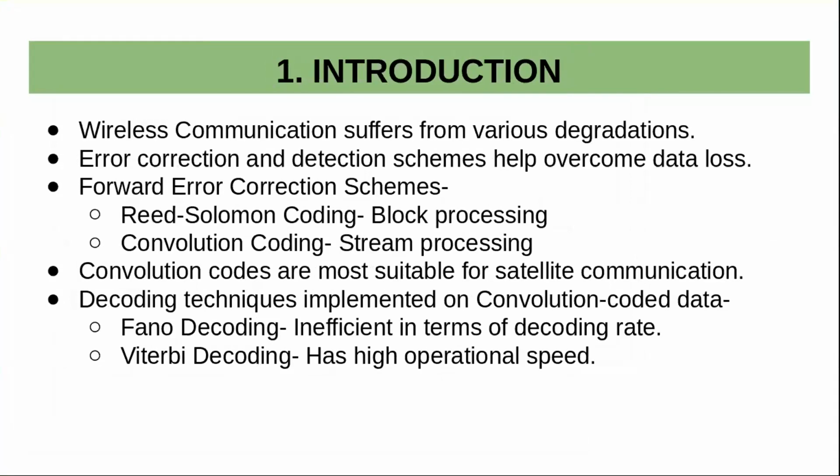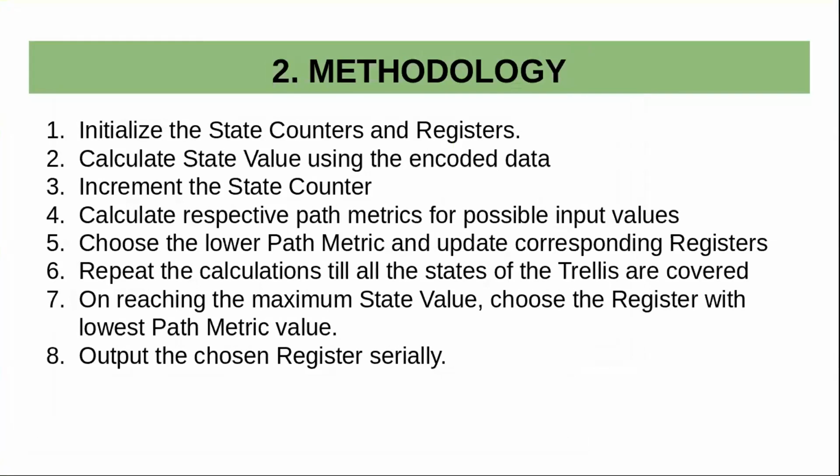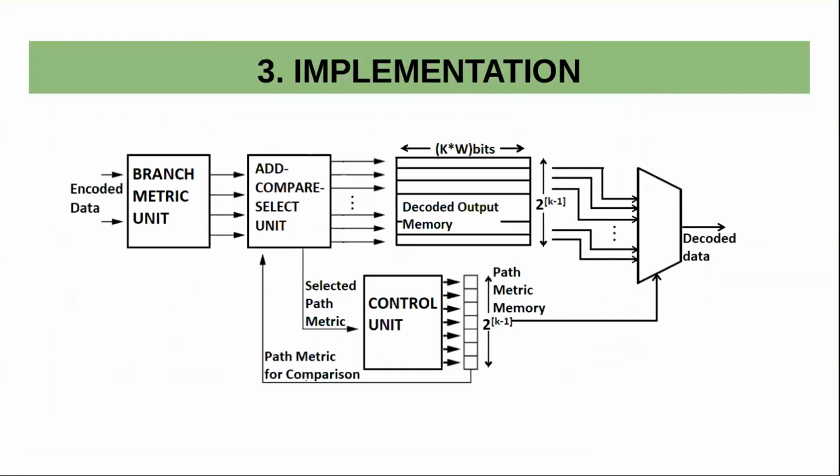So, I'll just run over them. This was the introduction for the paper, and this was the methodology. And this is our implementation. First, we have divided our entire module into two main blocks. One we call the Viterbi node and the other is called the decoder. This entire section is the Viterbi node that is going to actually take the input data from the convolution encoder, do the arithmetic operations in terms of adding the branch metric and calculating the path metric, comparing and choosing the one with the lowest path metric value for each state. And all of these are stored in an output memory.